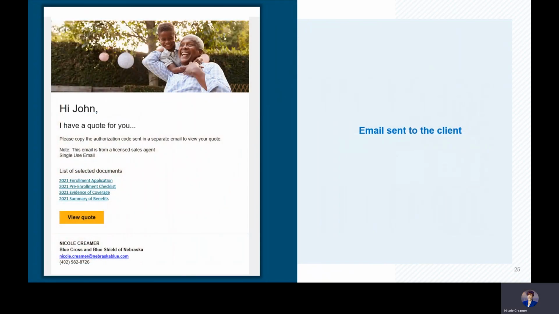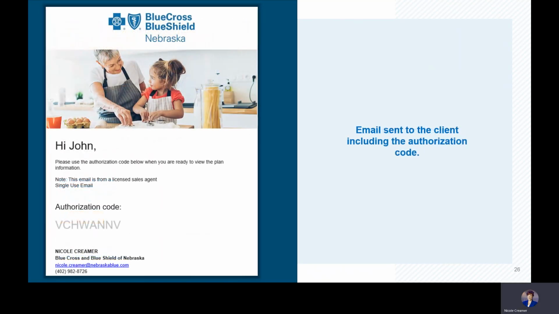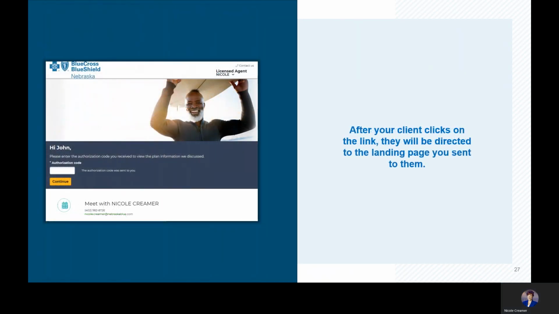The first email that your client receives will include a list of the items that you selected for them to preview along with your agent information. Your client will click on View Quote to be directed to the enrollment portal and the quote that you just sent to them. The second email your client receives includes the same authorization code that you viewed when you sent the link to your client, so they'll receive two emails.